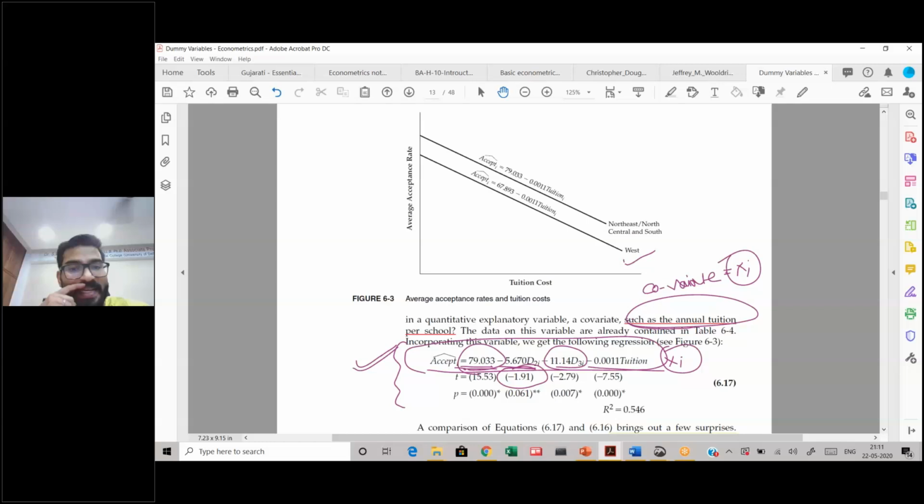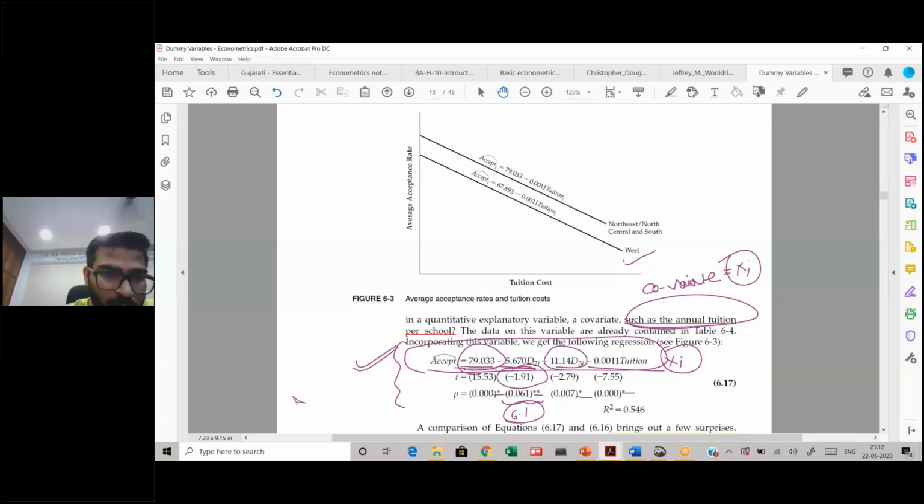The t value here is less than 2, and the p value is 6.1, above the level of significance. So at 5% level of significance, you will not be able to reject this hypothesis. Again, one thing to remember is these stars.